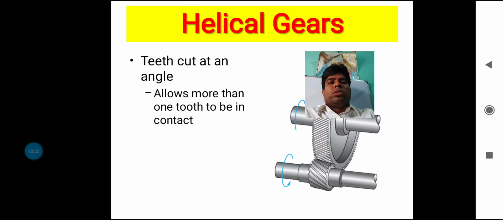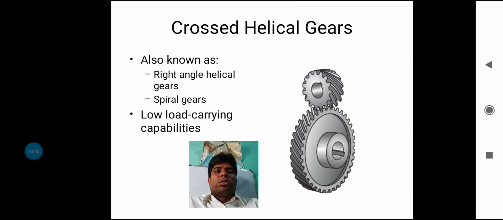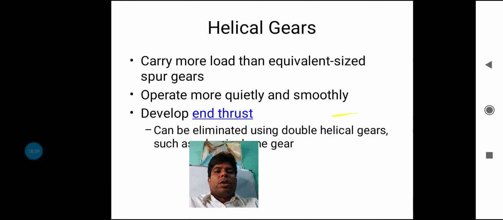Helical gear was also explained in the last classes. The teeth are cut at an angle, that angle is known as the helix angle, and in most cases it is similar to that of the spur gear, except a certain angle is created between the two gear teeth. The function is more or less the same as that of the spur gear. Cross helical gear is also known as right angle helical gear and spiral helical gear. It is used for low load carrying capabilities.